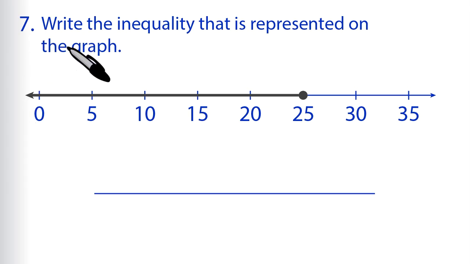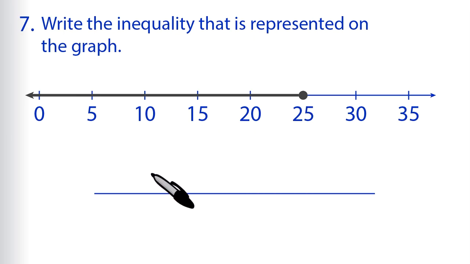For problem 7, we're supposed to write the inequality that is represented on the graph. And we're given this graph here that goes from 0 to 35, and we have a filled in dot on the 25, and then the line goes to the left of the 25. So anything that is less than or equal to 25 will satisfy the inequality that this graph represents.